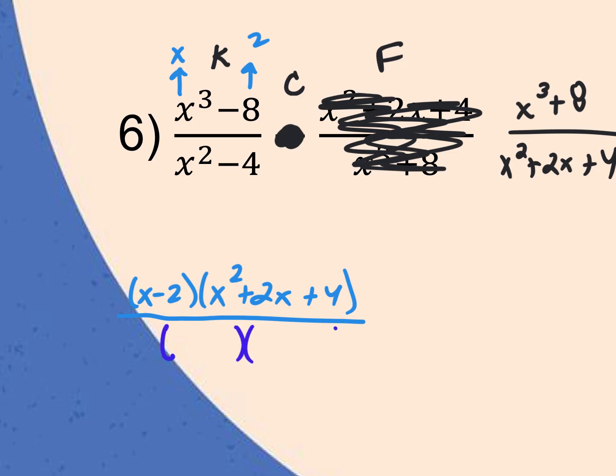Now I'm going to go to the bottom left. What does this break down into? X squared minus 4. What does that become? X plus 2, x minus 2. Perfect.